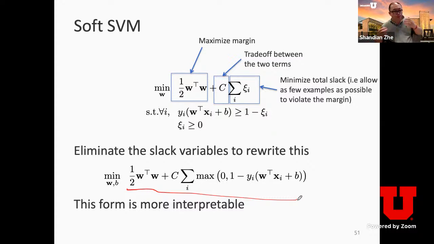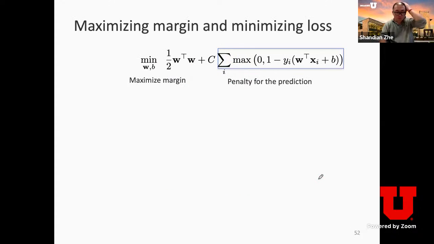Okay, so before we talk about how to optimize this function, we're going to talk about stochastic gradient descent again. Let us first look at the structure of this formulation. Actually, the structure of this objective function reflects an even more general framework to design your learning objective. If you look at this objective function, it contains two terms. The first term is half w transpose w, which requires us to maximize the margin.